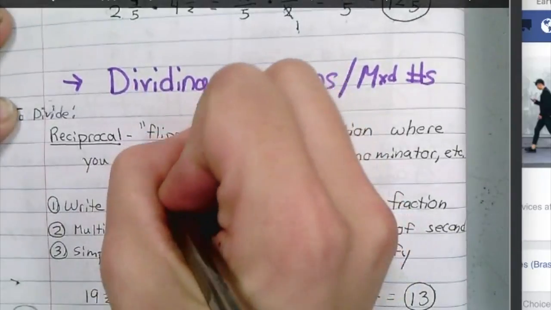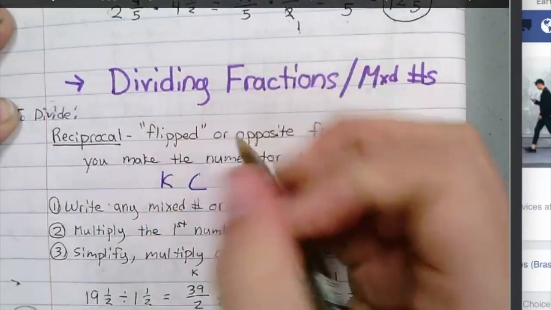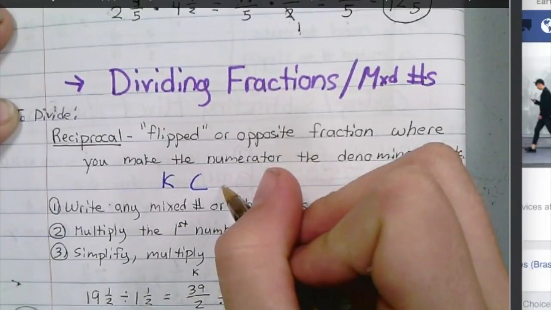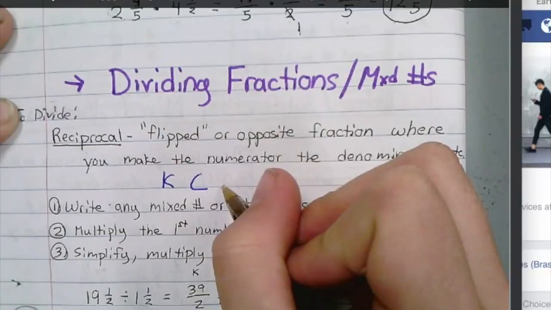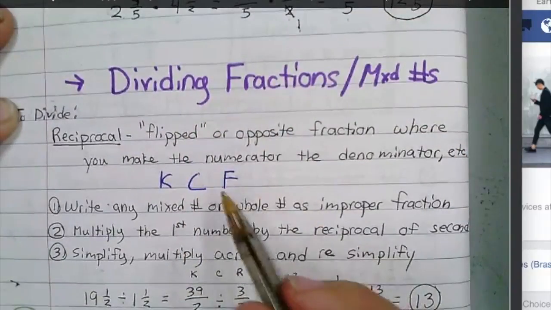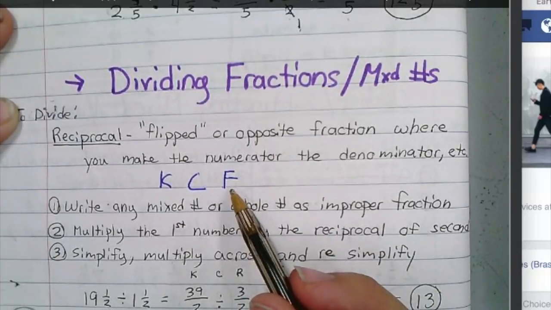This is the whole keep, change. Some people say F for flip, some people say R for reciprocal, some people say O for opposite, just like with addition. For the purposes of today, I'm using F. Sometimes I say reciprocal with R.